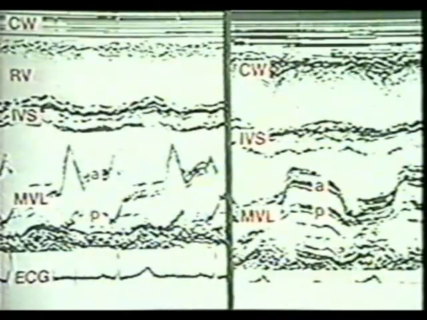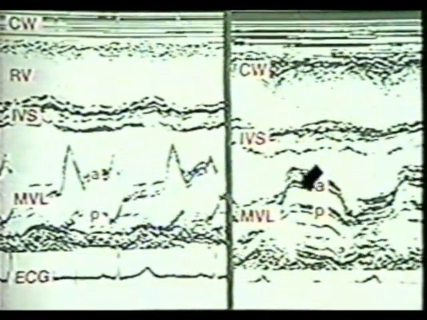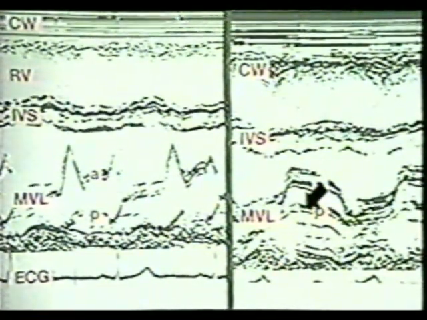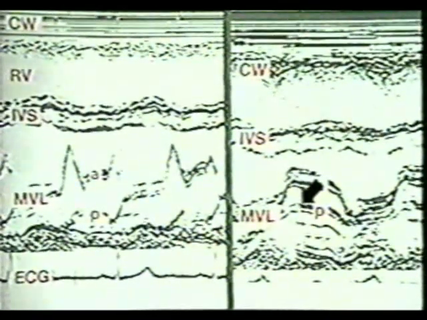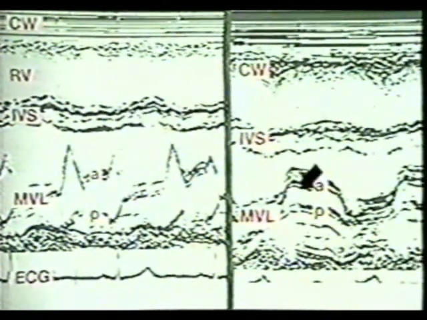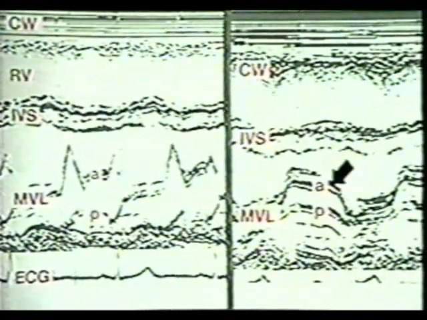To the right of the screen is the M mode of mitral stenosis. This is the right ventricle, ventricular septum, and left ventricle. The anterior and posterior mitral leaflets are thickened. Note that the posterior leaflet moves toward the anterior leaflet in diastole. This is because the leaflets are tethered to one another via commissural fusion. The E to F slope is less steep, correlating with the impedance to left ventricular filling.